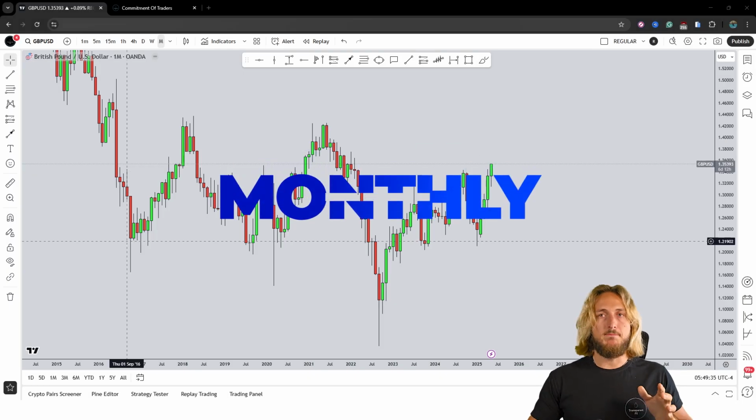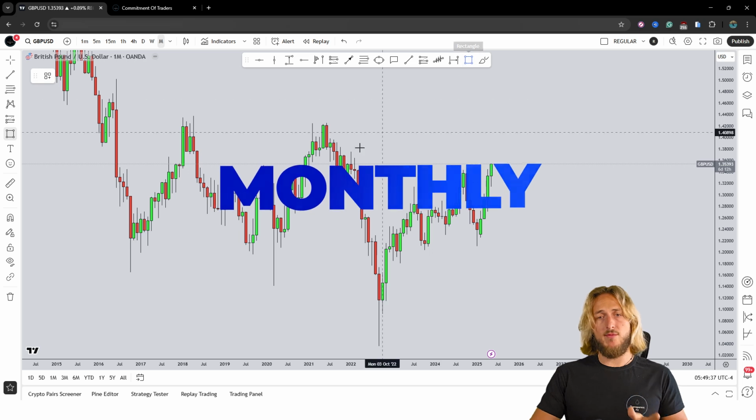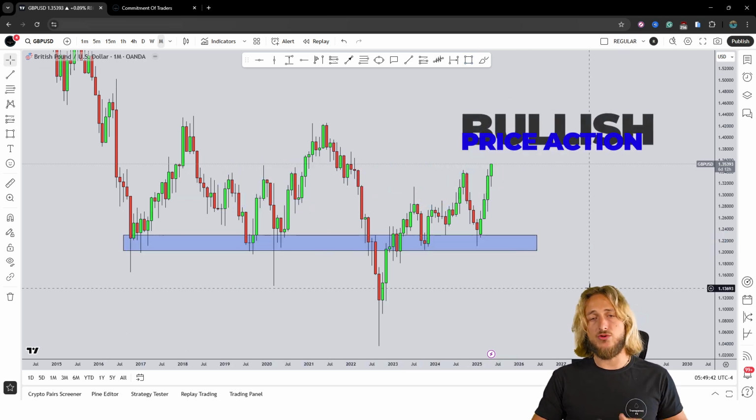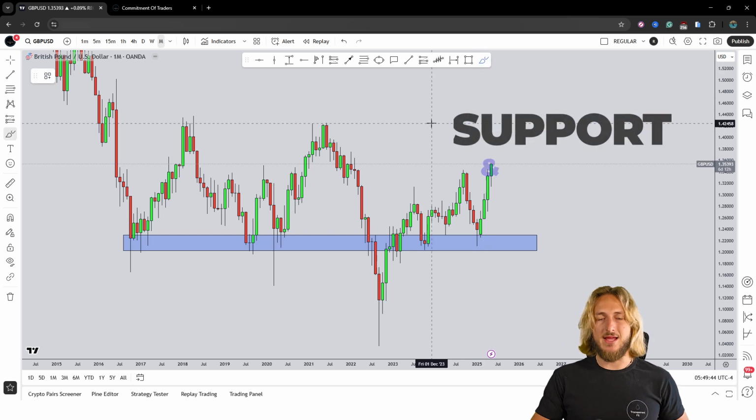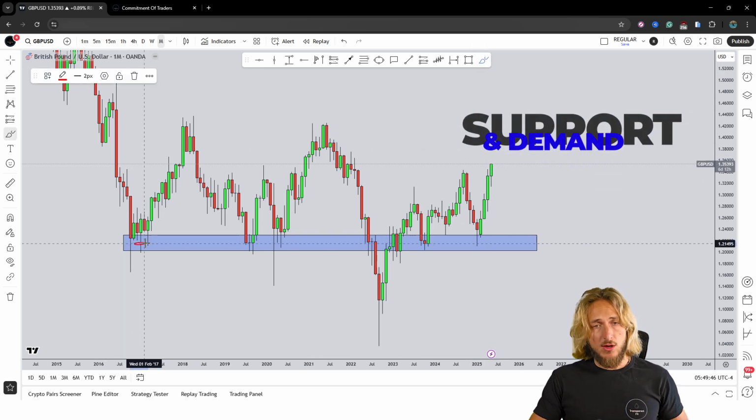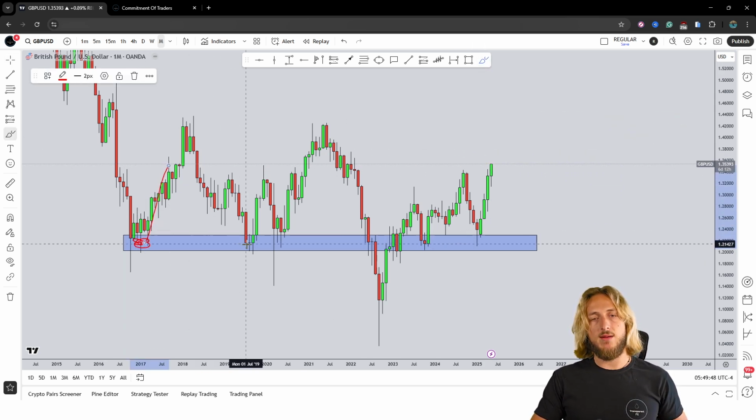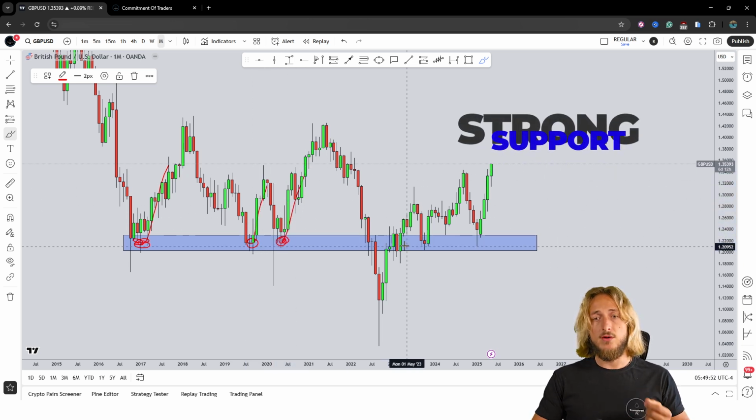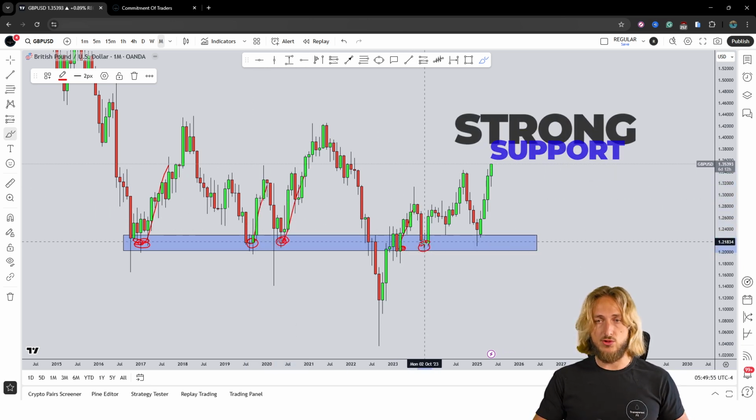Starting here from the monthly time frame, what we can see is that we have a market which at the moment is rejecting to the upside a very strong historical monthly demand and support level. In fact, from here we can notice how every time the market tested the zone, it got rejected to the upside, fueled by strong institutional buying.